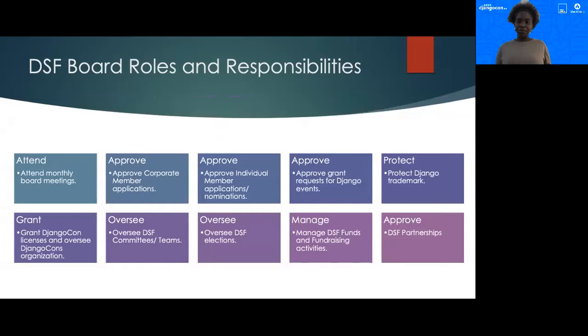The board meets once a month for an hour to deliberate on corporate member applications, fundraising activities, DSF funds and expenses, grant requests for events, Django trademark issues, DjangoCon licenses, and oversee DjangoCon events organization, changes to the DSF committees, DSF board, or technical board elections, DSF partnerships, as well as DSF individual members.